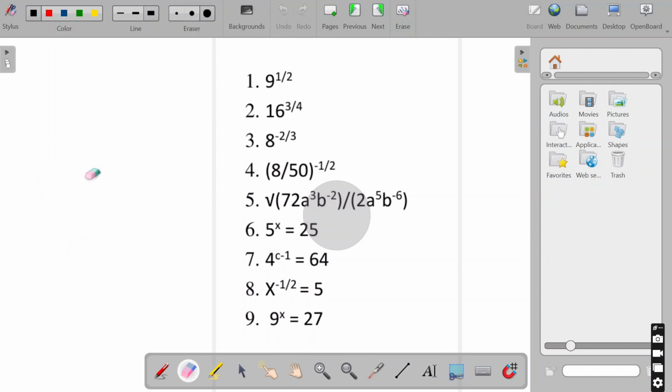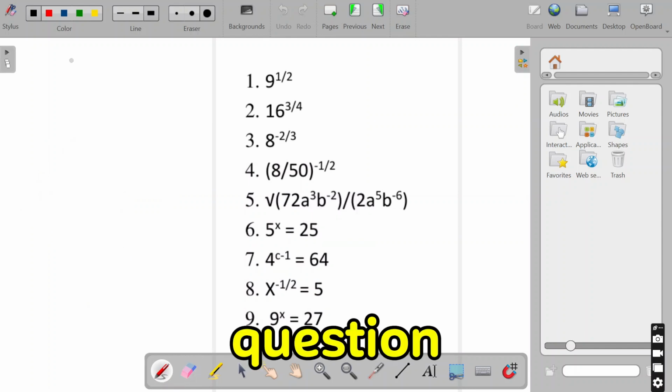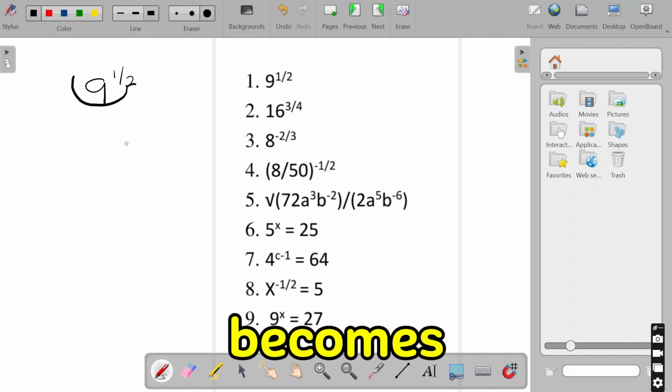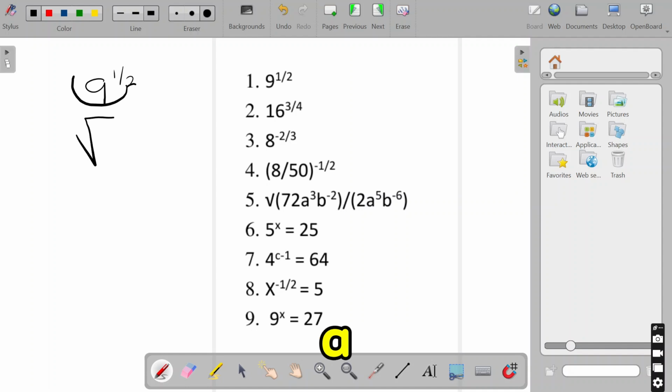Now let's start. We have a question that befits law number 6. We have 9 raised to power half. So what does this mean? The 2 comes to the left hand side of 9 and becomes a root. That's the square root. So we have the square root of 9 raised to power 1. You solve this first. 9 raised to power 1 is 9, so this becomes the square root of 9.